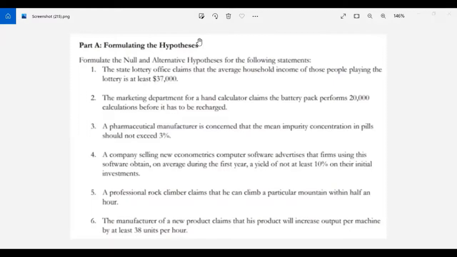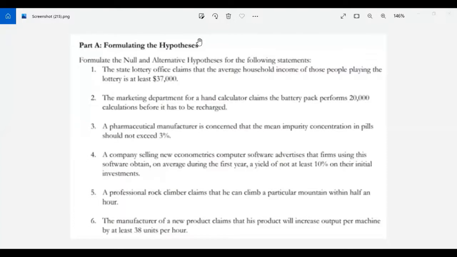So H0 is such that mu is less than or equal to 3%, that is 0.03. And your HA challenges the H0. So HA is such that mu is greater than 3%. Okay, so let's move on to question 4.